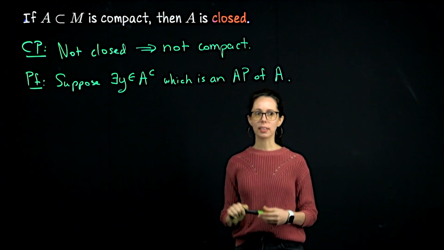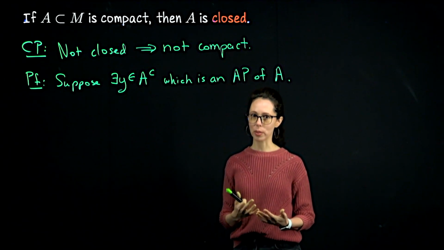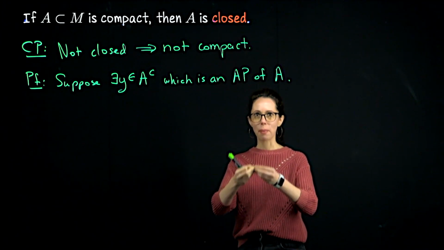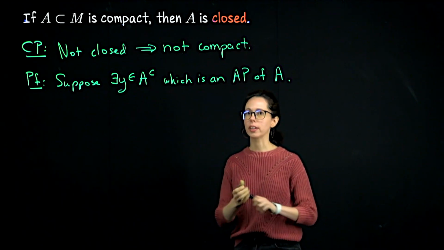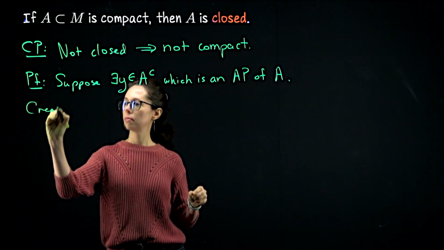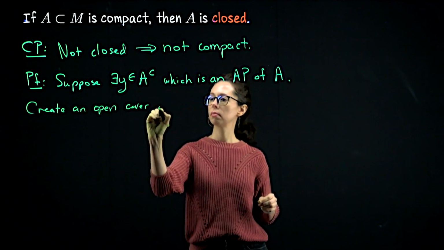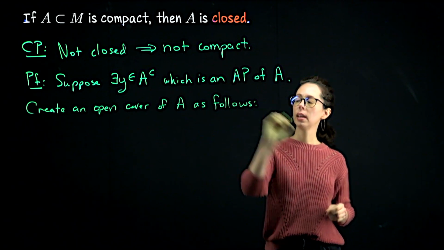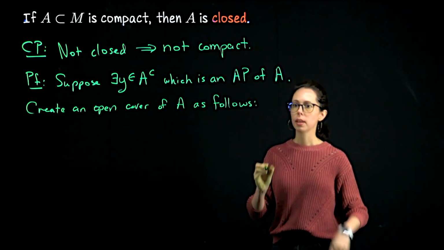We are going to design an open cover of A based on that point, just like we did when we proved that the set of rationals between 0 and 5 was not compact. I created an open cover by using pi and creating nested exterior neighborhoods. That's the idea. Create an open cover of A as follows. Let me write out the definition of the sets in my open cover, and then I'll sketch a picture.